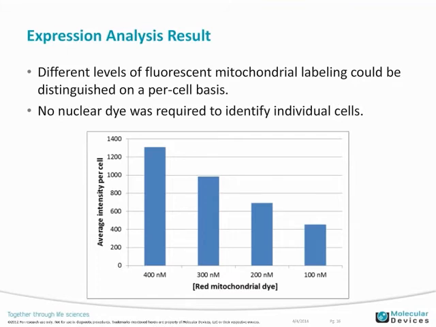Here is a summary of the expression analysis from the previous slide. And this again is looking at the 4 different concentrations of the red mitochondrial dye that were applied to the cells. And we're showing that we can detect different levels of fluorescent mitochondrial labeling and distinguish that on a per cell basis. So on the y-axis of this graph is average intensity of red mitochondrial dye signal per cell. And then on the x-axis is the concentrations applied for the dye. So again, no nuclear dye was required to identify individual cells here.